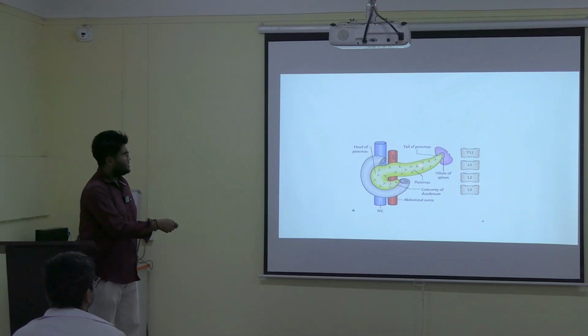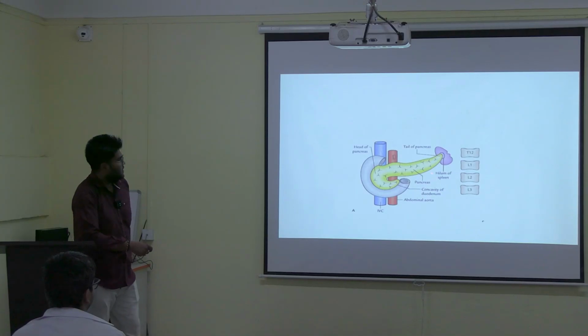This is your pancreas. This is which part? This is the duodenum part. The duodenum has how many parts? 4 parts. So this is the first, second and third part here you can see. So this is the pancreas part and this is your spleen.